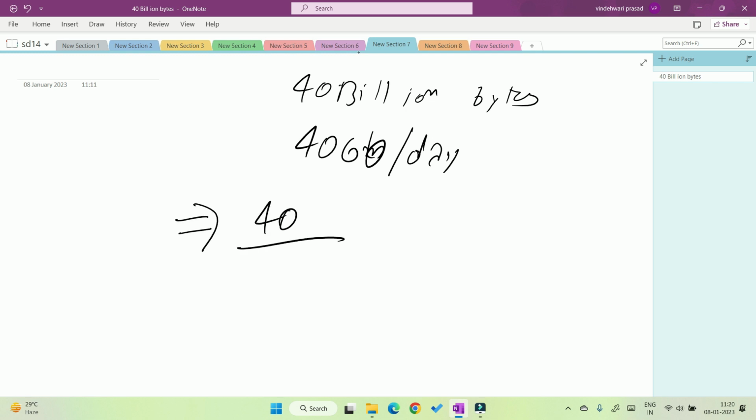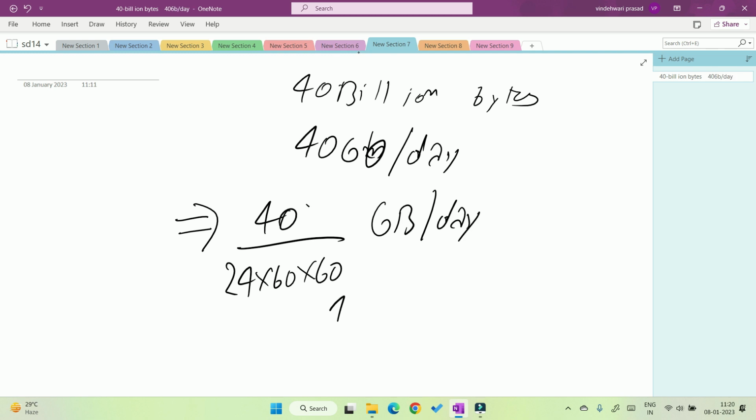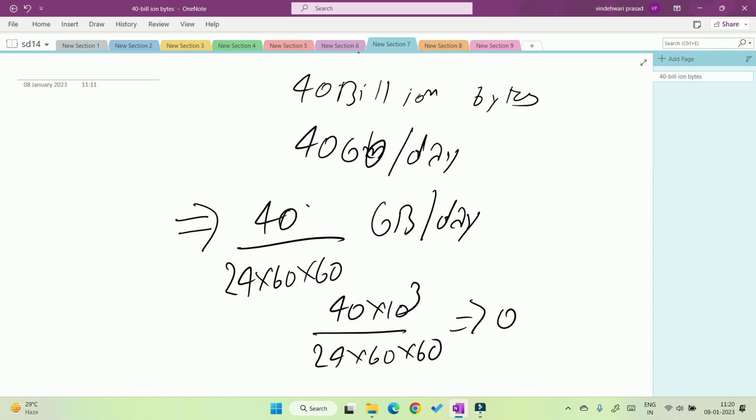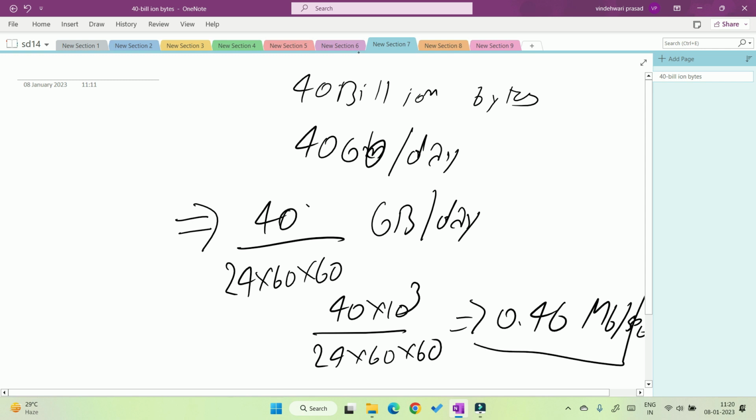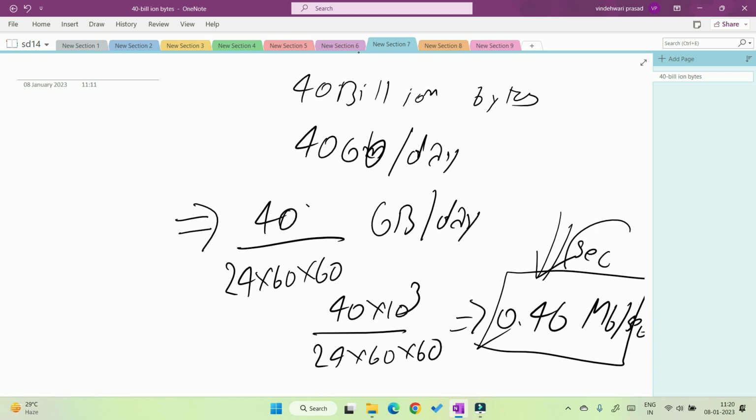40 GB upon 24 into 60 into 60, GB per second. Now let's make it in MB. 40 into 10 to the power 3 into 24 into 60 into 60, that is approximately equal to 0.46 MB per second. So we have to make a system that can handle this amount of data per second. So with the help of throughput, we can design our system in such a way that it can handle this amount of data per second.